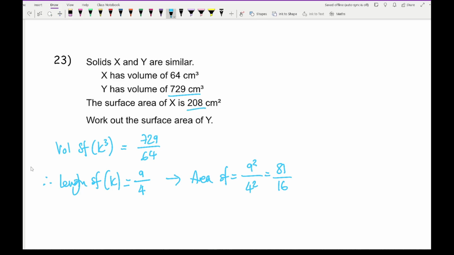Now x and y, well, x is the smaller shape, so I'm going from small to big. So it's going to be 108 times 81 over 16, and 108 multiplied by 81 over 16 gives me an answer of 546.75, and that's going to be in centimetre squared.